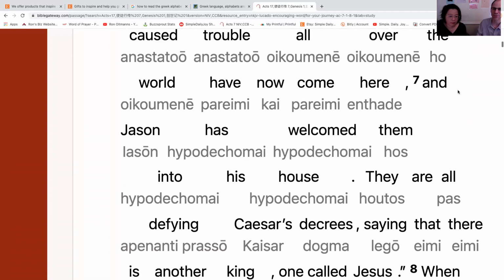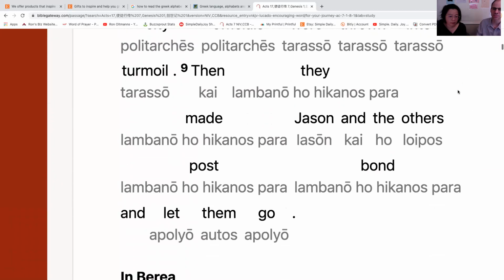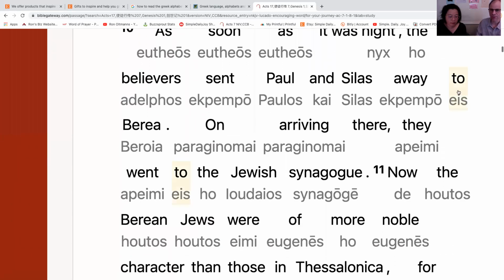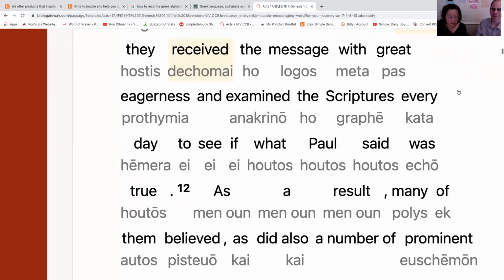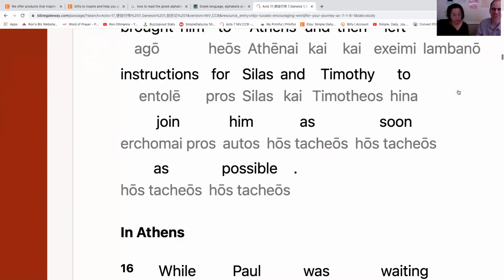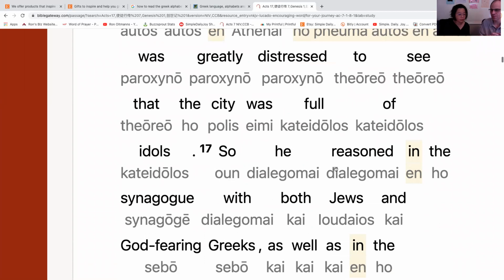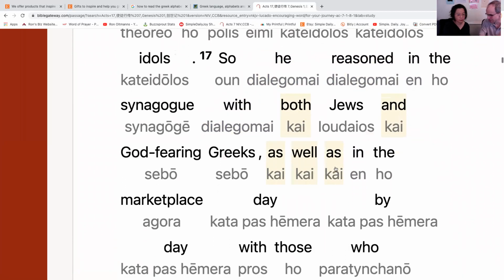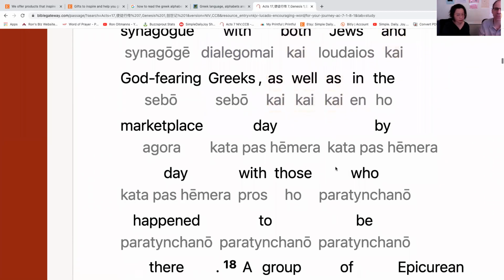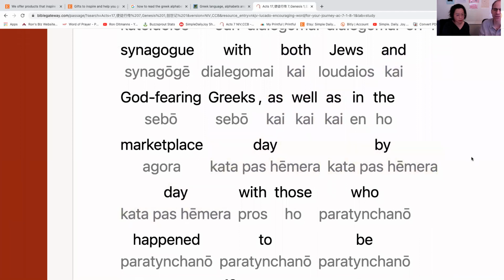And so we're going to keep going down until he's in Berea. I'm going to keep going. Sorry, I'm just trying to get us all the way down. In verse 16, so Acts 17, verse 16, in Athens, Paul's waiting for them, Timothy and his traveling companions. And while he's there, God-fearing, sebo, sebo.